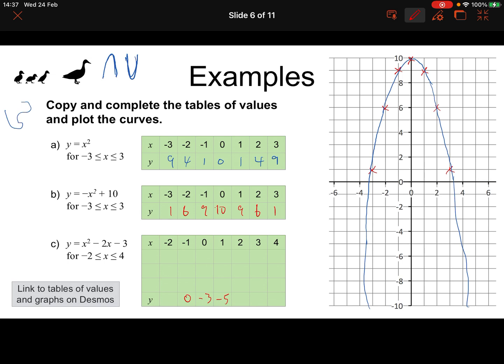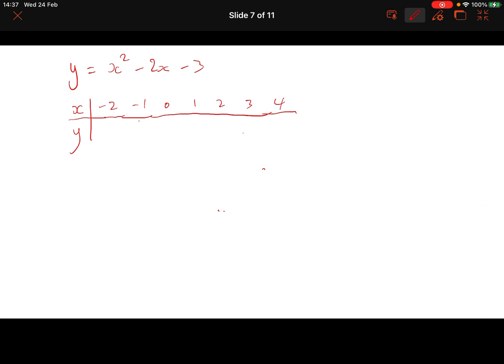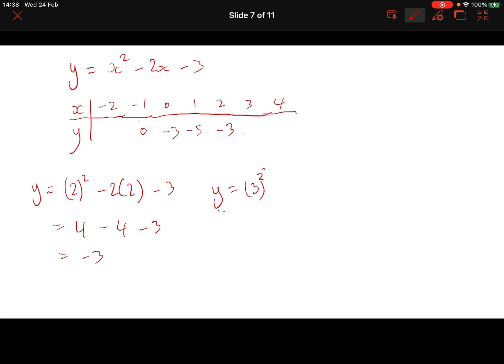Okay. What about when x is equal to 2? Then y is equal to 2 squared minus 2 times 2 minus 3. 2 squared is 4, minus 2 times 2 is 4, minus 3. The answer is negative 3. Let's just put the ones we already knew in. Minus 3, minus 5, and that was 0. I'll bet you any money that if I put 3 in, I'm going to get 0. So y is equal to 3 squared minus 2 times 3 minus 3, which is 9, minus 6, minus 3, which is 0. I'm right. And it's just because I'm looking at the pattern, basically.